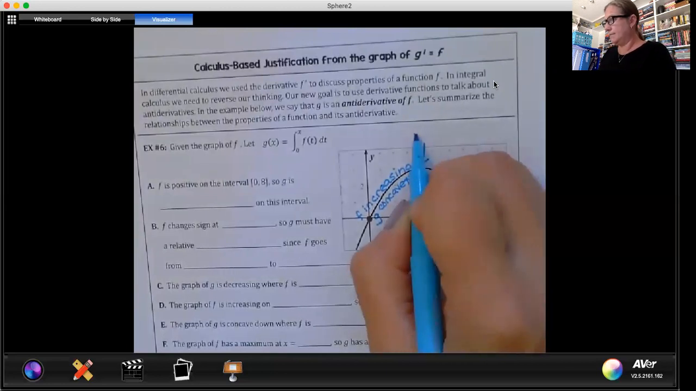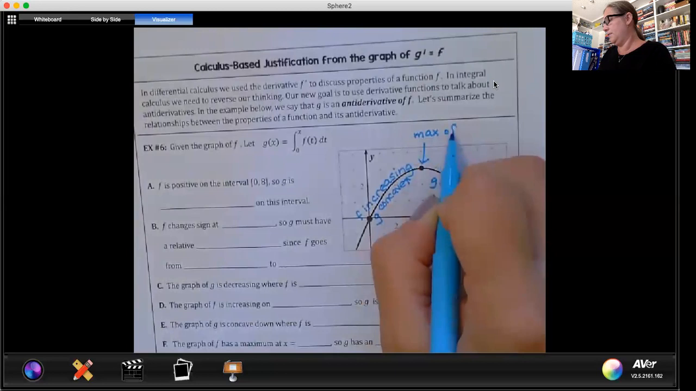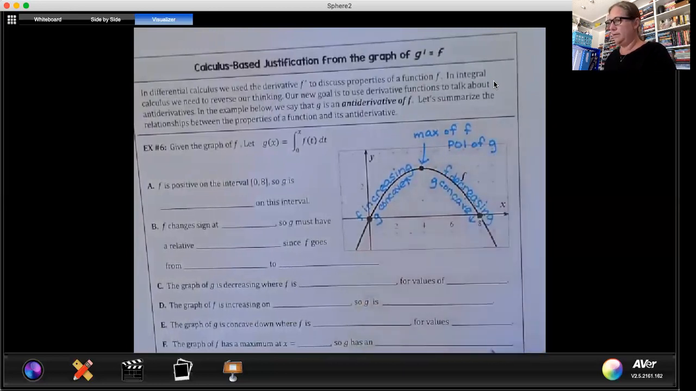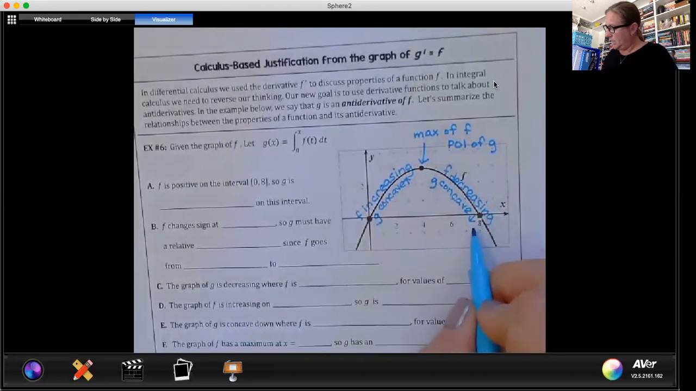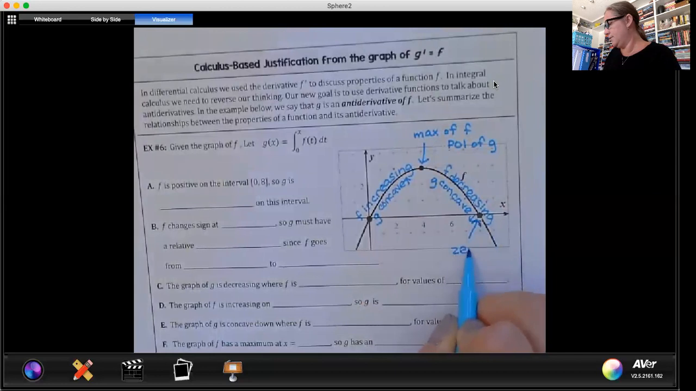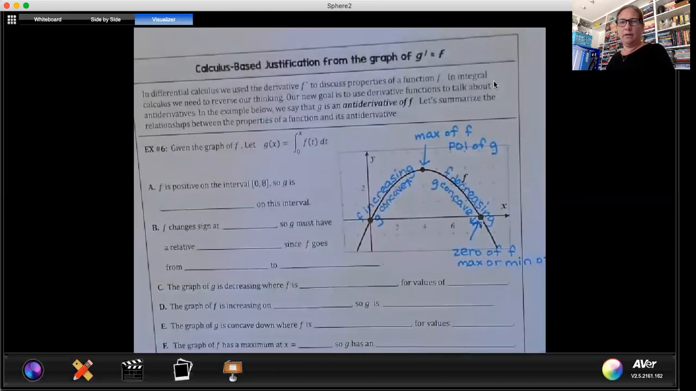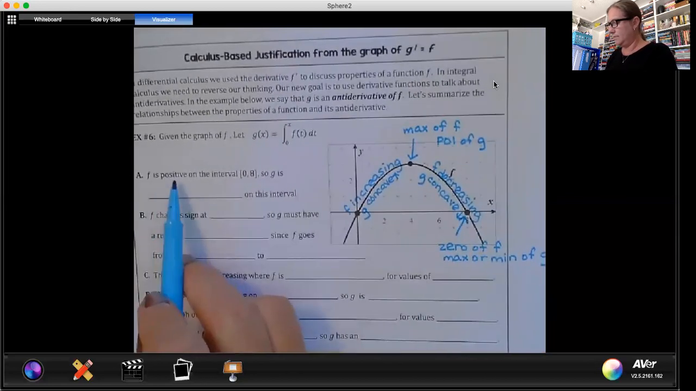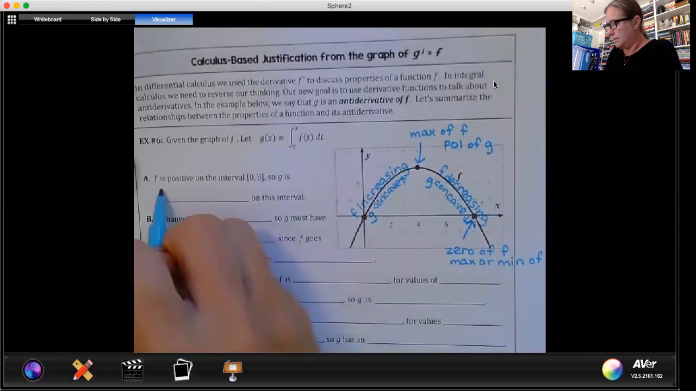We have a maximum of F, which is a point of inflection of G. And then here at 8 is a 0 of F, which becomes a max or min of G. Just a little bit of graphical analysis there before we fill in our information. So F is positive from 0 to 8, so above the x-axis. So G is increasing.